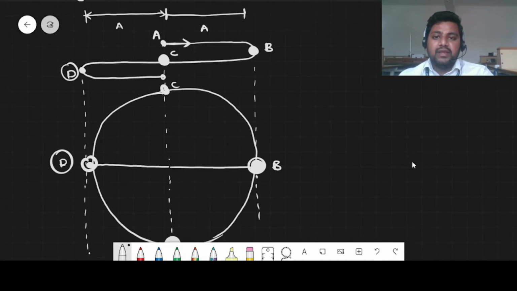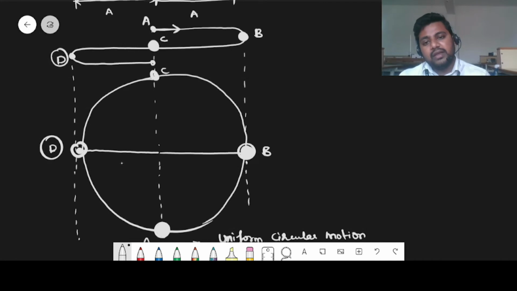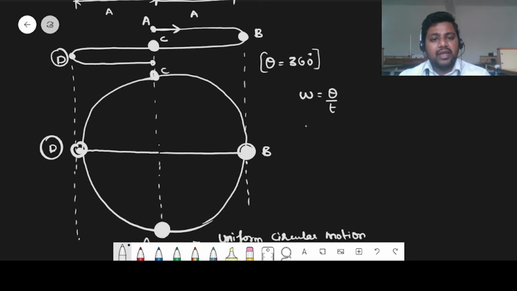Now from this you know that the shadow is covering how much angle for one complete cycle? It is covering 360 degrees. The angle covered by it is 360 degrees. You know the formula omega is equal to theta by t. Can I write theta is equal to omega into t? Yes, obviously. So I can analyze the position of the object.